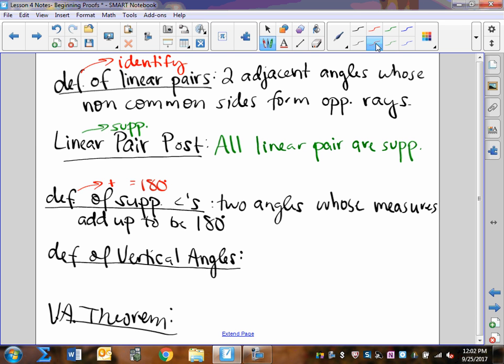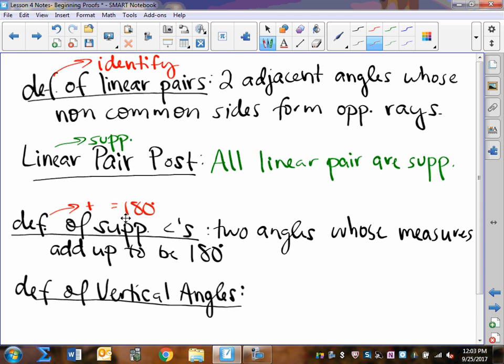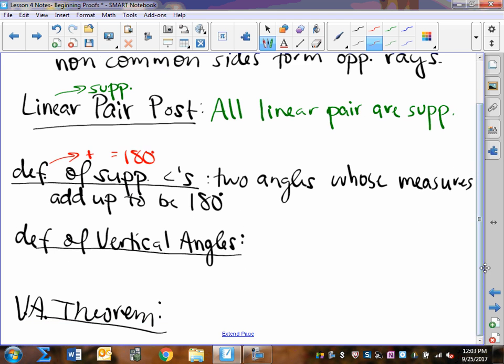So definition of linear pairs only lets me identify them. Linear pair postulate only lets me say that if it's a linear pair, then it's supplementary. And definition of supplementary angles only lets me say if it's supplementary, that adds up to 180. Which means I cannot jump from my linear pair definition to my supplementary angles definition. You have to use that linear pair postulate to bridge that gap. Questions on those? You must know those. Okay. So now the other common mistake that we see is definition of vertical angles versus the vertical angles theorem. Who feels confident enough with their definition?